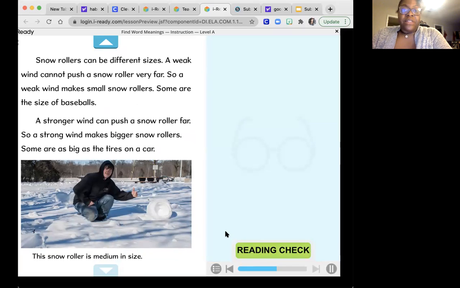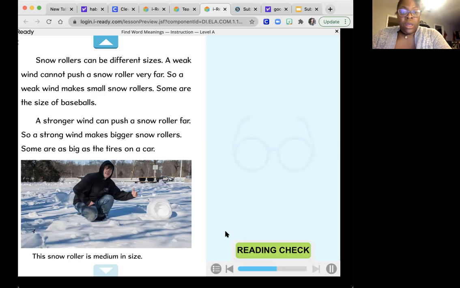Snow rollers can be different sizes. A weak wind cannot push a snow roller very far. So a weak wind makes small rollers. Some are the size of baseballs. A stronger wind can push a snow roller far. So a strong wind makes bigger snow rollers. Some are as big as the tires on a car.